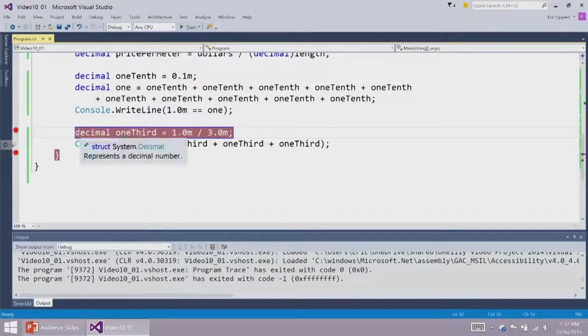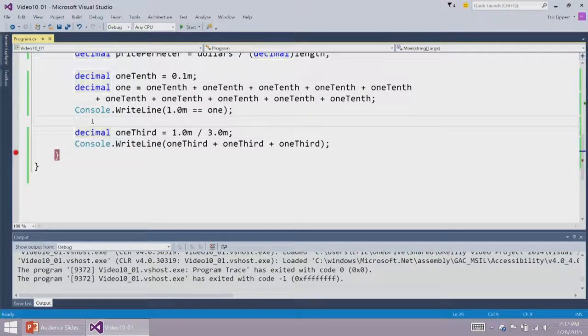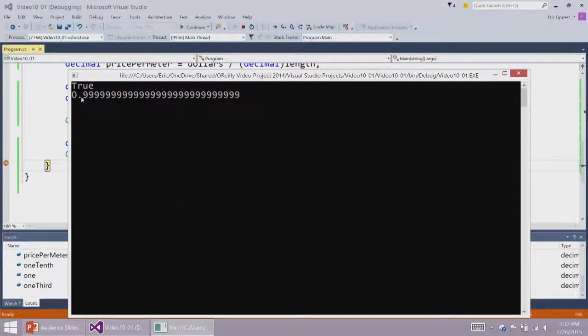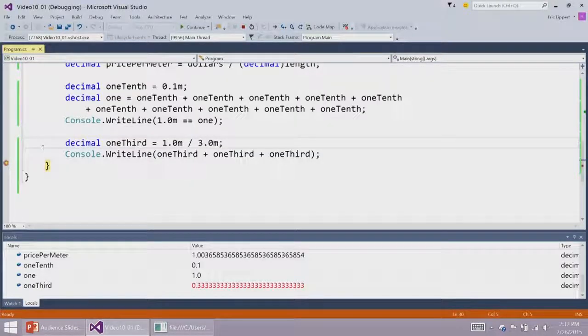So if we actually run this code, we can see what this prints out. So you can see it prints out 0.9999999999999. Quite a lot of 9s there. Where doubles are accurate to roughly 14 or 15 decimal places, decimals are actually accurate to 28 or 29. There's a lot of precision available in a decimal.